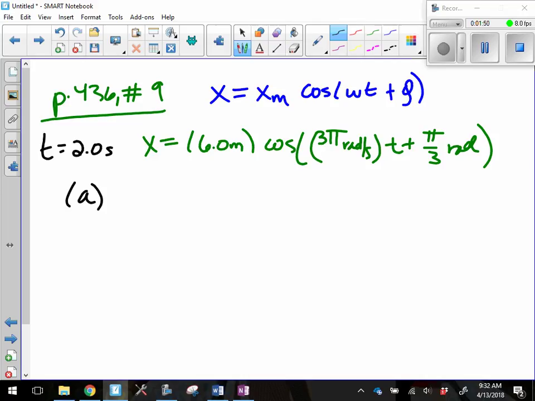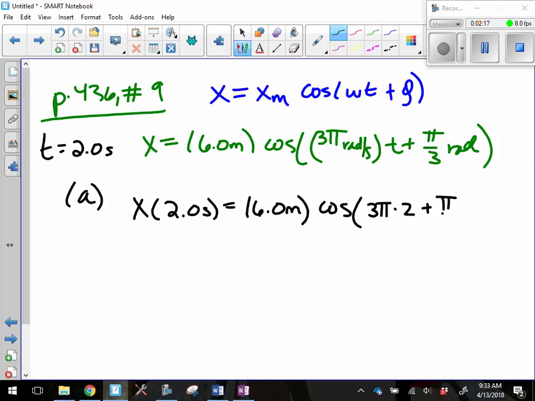And what does part A ask us to find? Okay, so that's really asking me to use my x equation. And so we're just going to substitute in. So my 6 meters stays the same. I'm going to have the cosine of 3 pi times 2 plus pi over 3.